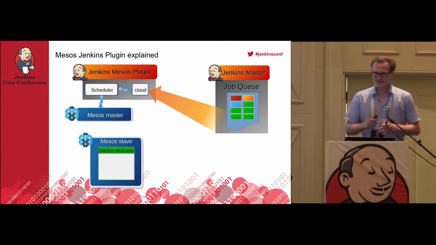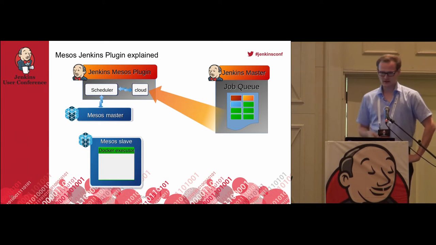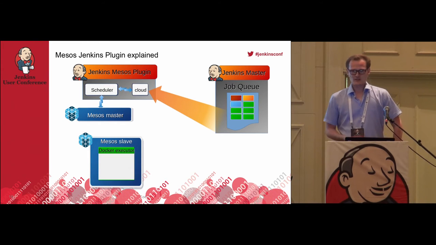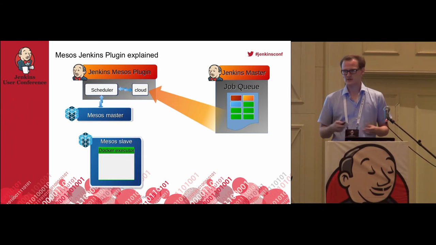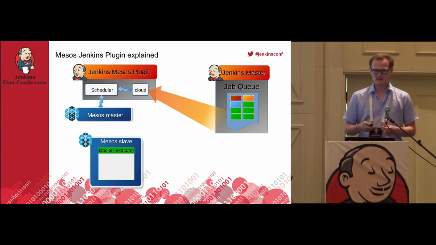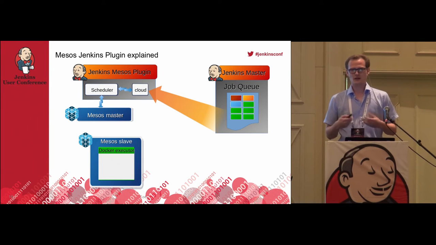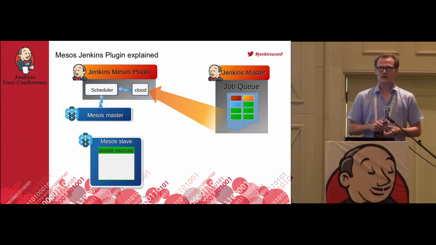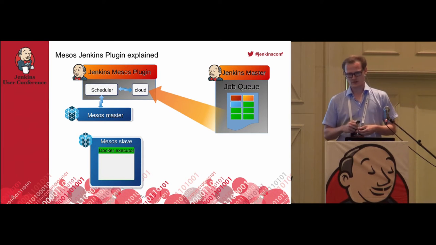So in a bit more detail again, we look at the Jenkins master at the top right corner. The Jenkins master has a job queue, and some of these jobs are configured to run on our Mesos cloud. So the Mesos plugin hooks in at the cloud API provided by the Jenkins core. And over this cloud API, it gets notified whether or not there is a job waiting for execution on the Mesos cloud.